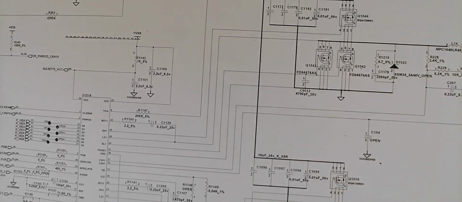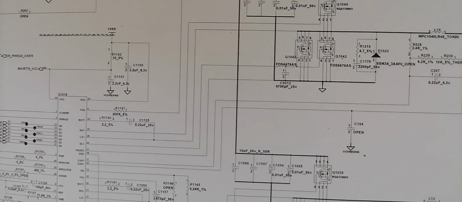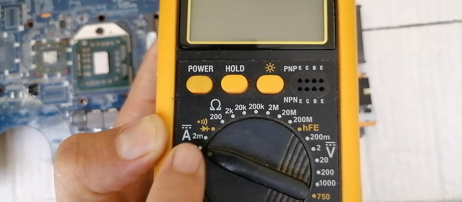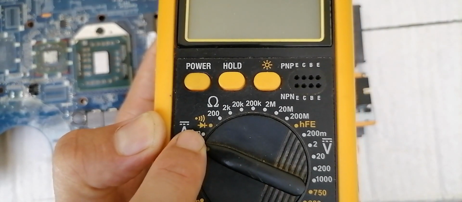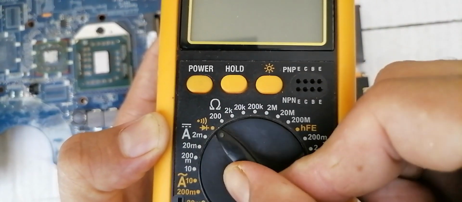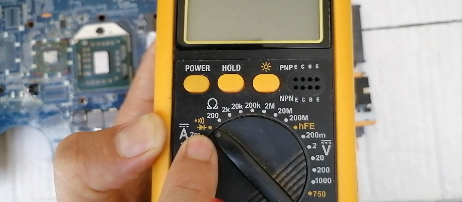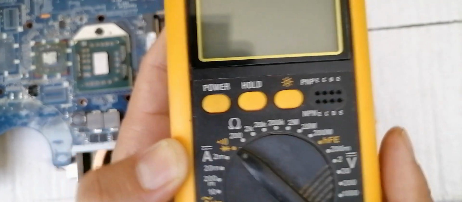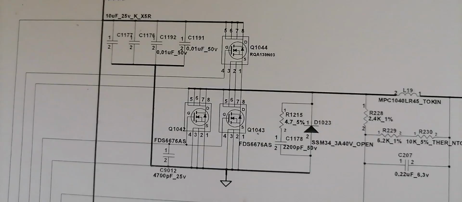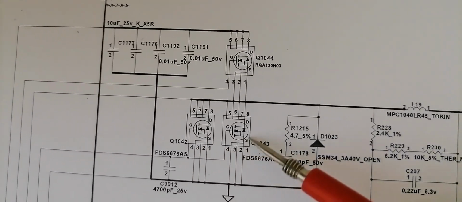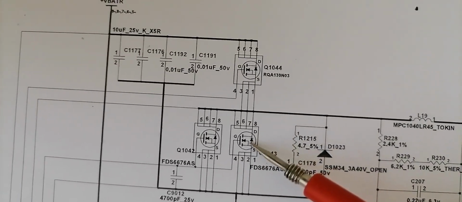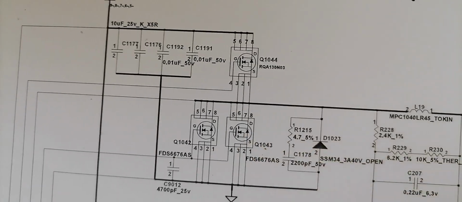We can even check the MOSFET using the multimeter. So let's check using the multimeter. To check the MOSFET using the multimeter, we should always select the diode option. Why? Because simply the MOSFET contains a diode inside it. As you can see, this is the MOSFET. Here we have the diode. Do you see the diode? Between drain and source. That's why we put the multimeter to the diode option.